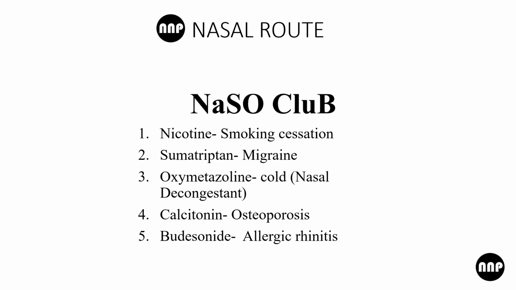Coming to the examples, remember them with this NASOB club. Naso, you will remember it by nasal route. So N is for nicotine, which we use for smoking cessation. S stands for sumatriptan, which we use for migraine. O is oxymetazoline. It is used as a nasal decongestant in cold, hay fever, or any allergies. Then C is calcitonin for osteoporosis. B is budesonide, which we use in allergic rhinitis.